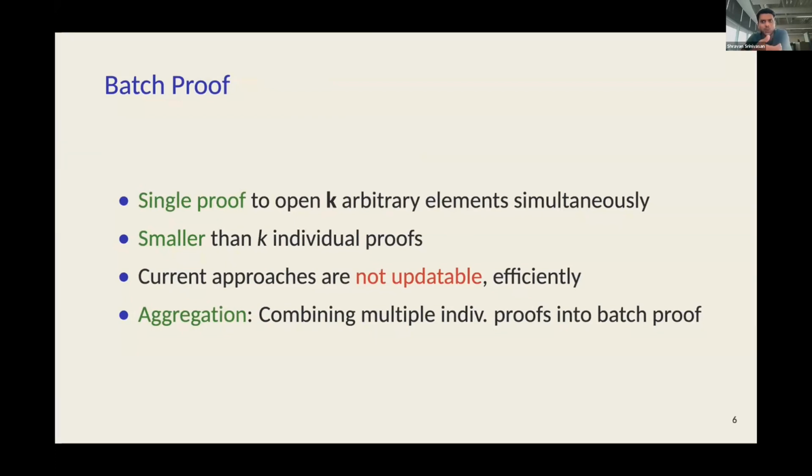proofs. A naive way of doing batch proofs is you can simply concatenate the individual membership proofs of k elements and call it a batch proof. However, that's why we want this special efficiency requirement. Existing approaches to batch Merkle proofs are not updatable, even when an element in the batch changes, or even when some other element outside the batch changes.